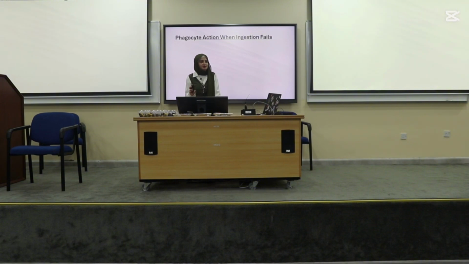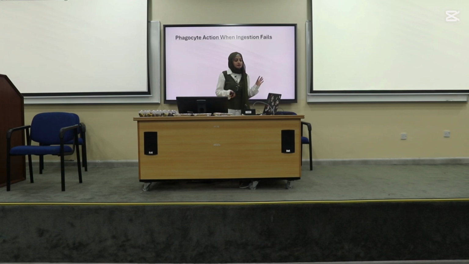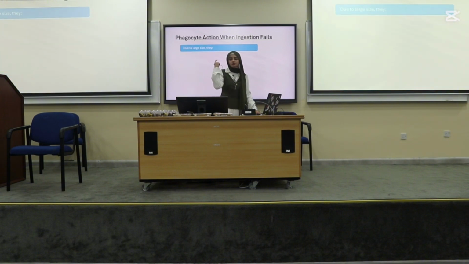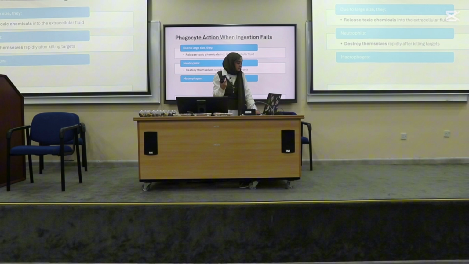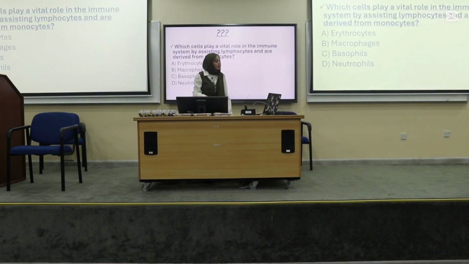Now, there's another problem, but we have solutions this time. Sometimes ingestion fails due to the large size of the pathogen. In this case, we release some chemicals into the extracellular fluid to kill it. And because of that question, you did see that the neutrophil kills itself by mistake when it's killing the pathogen. So for this, we have the macrophage that replaces it, and it can survive longer and continue the killing. Which cells play a vital role in the immune system by assisting lymphocytes and are derived from monocytes?